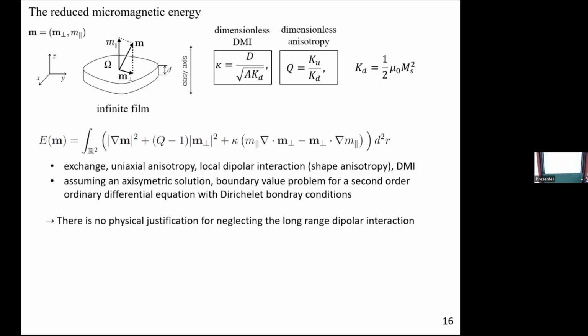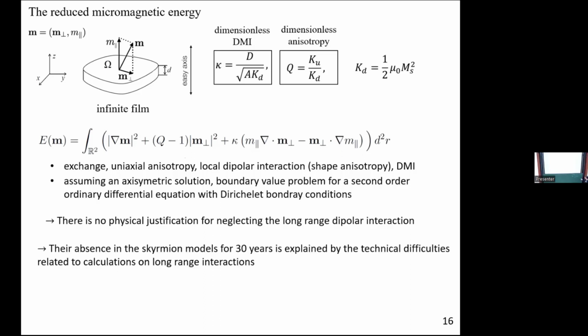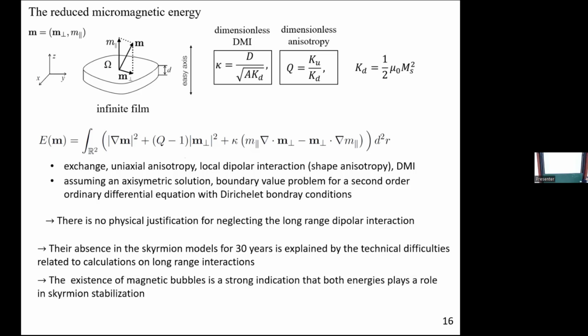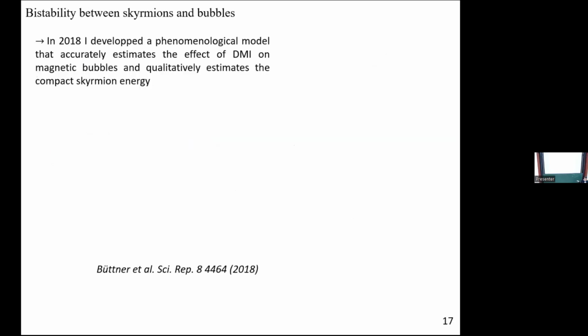However, the long-range dipolar interaction that is stabilizing the magnetic bubble was neglected in this theory, and there is no justification for that, apart from the fact that there are technical difficulties to take into account these long-range interactions. And the existence of magnetic bubbles, which are very similar to skyrmions, is a strong indication that both of these energies may be playing a role in it.